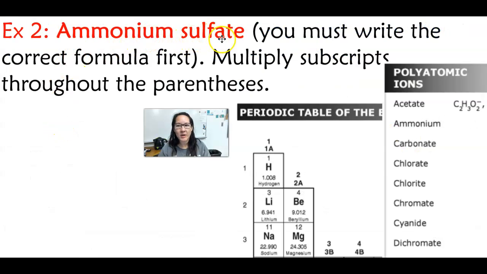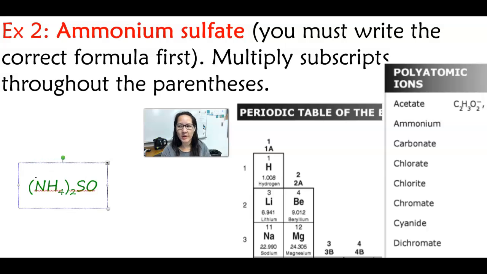So if I had ammonium sulfate, I would need to write the formula first before I could go and add up the molar mass on the periodic table. Remember that you can use your periodic table and your polyatomic ions in order to write the formula, which we learned last unit. So ammonium is NH4. It'll have a subscript of 2, and sulfate is SO4. If you don't recall, the reason there's a 2 here is because ammonium is a +1 and sulfate is a -2. We need this subscript to balance the charges.